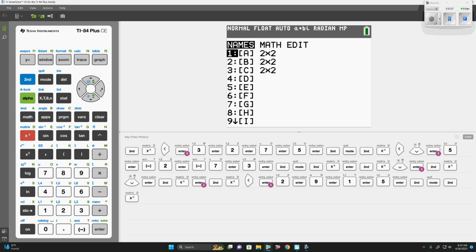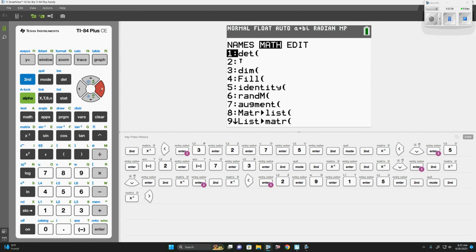So, second matrix over to math, because as we covered before, all the operations the calculator can do with matrices are normally here. The first one we have is determinant. I've not looked into what the little t is. DIM I find an interesting one because it stands for dimensions. To see what the dimensions of the matrix are, you have to put it in.